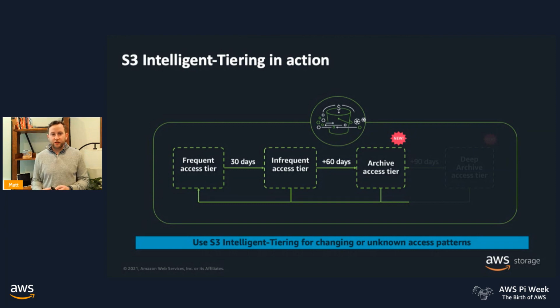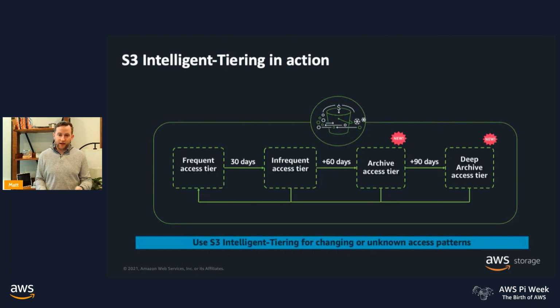You can opt in your data for the entire bucket, or if you have specific objects or prefixes that you want to opt in, you can do that at that level. If you activate the archive access tier, S3 intelligent tiering will automatically move objects from the infrequent access tier down to the archive access tier after an additional 60 days of no access, so 90 days total. Then objects will move from the archive access tier down to the deep archive access tier after an additional 90 days of no access.